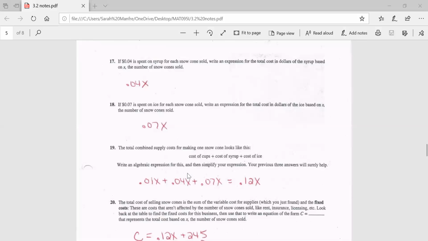0.01 plus 0.04 plus 0.07 is 0.12X. Notice it's just X. I did not put an exponent of 3 there because we're doing addition. We're not multiplying, so there's no changing of the exponent. It's just 0.12X.